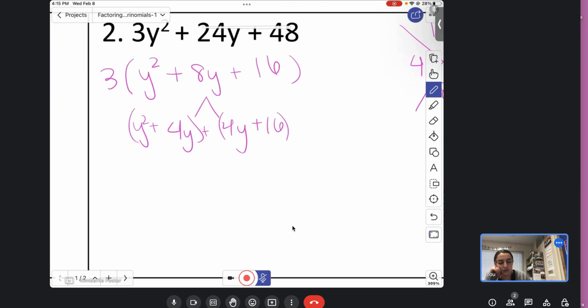We do not want to forget this 3, right? The 3 stays on the outside there. Okay, we're bringing that down all the way with us. So I need to find my 2 GCFs. All right, so I have 3.